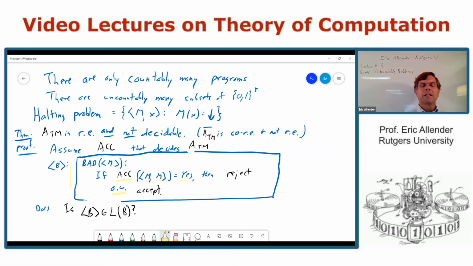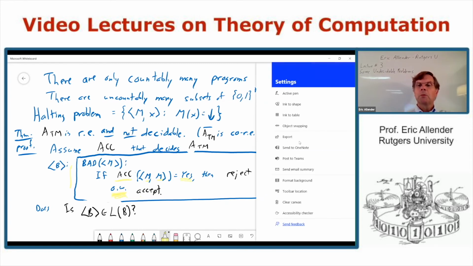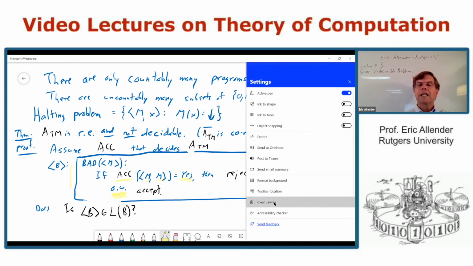Therefore, the only possibility is that it's not accepted, which means that this is going to return no, which means we go down here to the otherwise, and we accept. So if it's not accepted, then it's accepted. Again, we get exactly the same contradiction. So there you have it. Yet another example of something that is Turing acceptable and not decidable.